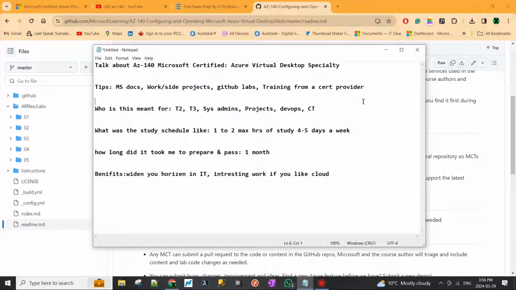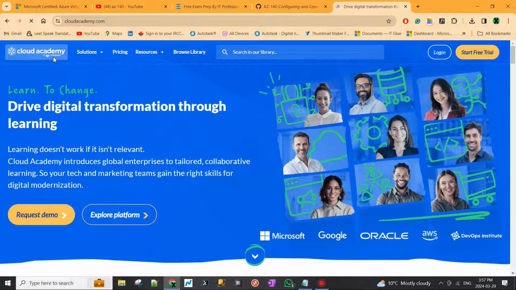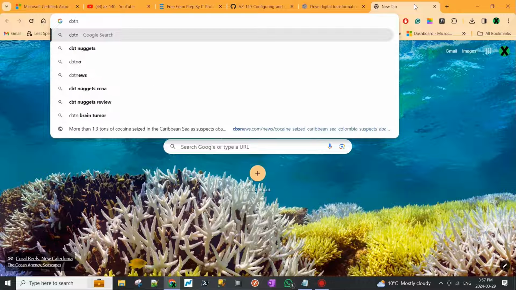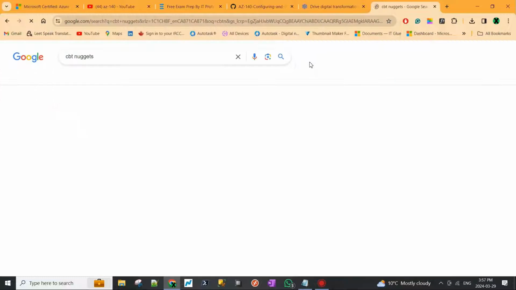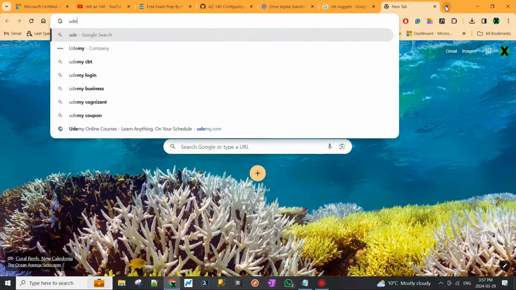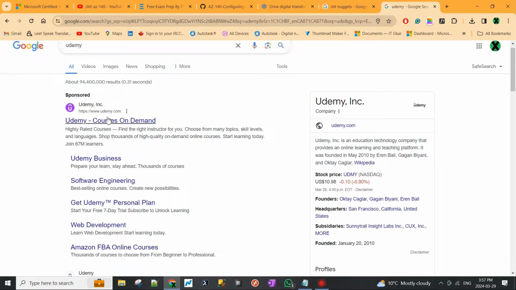And then you've got to have a cert provider. These could be training modules. What I used was Cloud Academy, which is also a cert training provider. There are others. I don't have the subscription anymore because I canceled it since I'm taking a break. But I remember CBT Nuggets is one, and they are also pretty good. And of course, there is Udemy that you can check out for the AZ-140 courses.